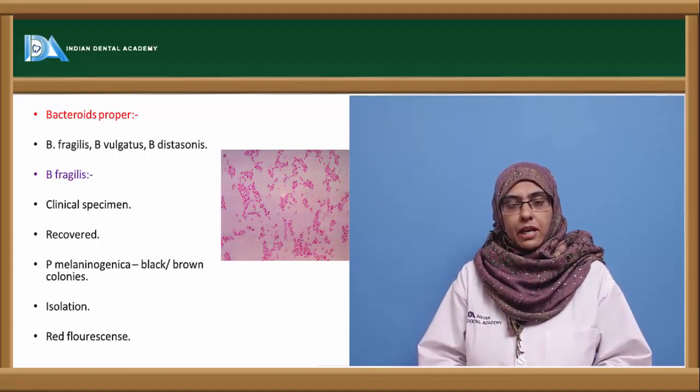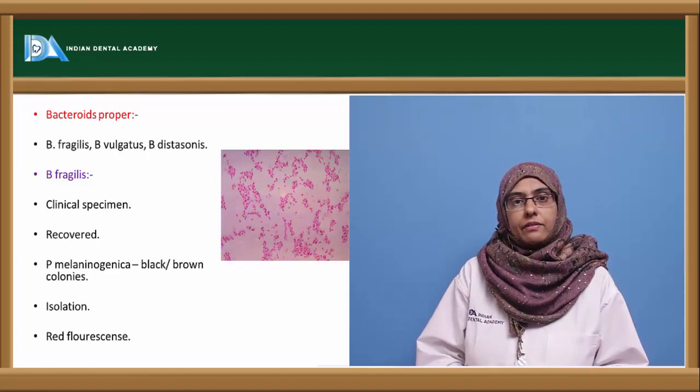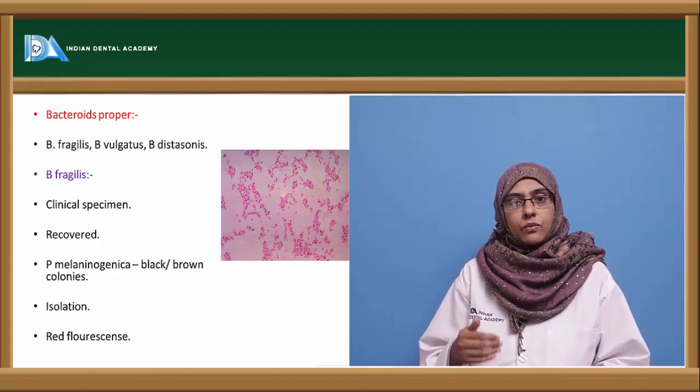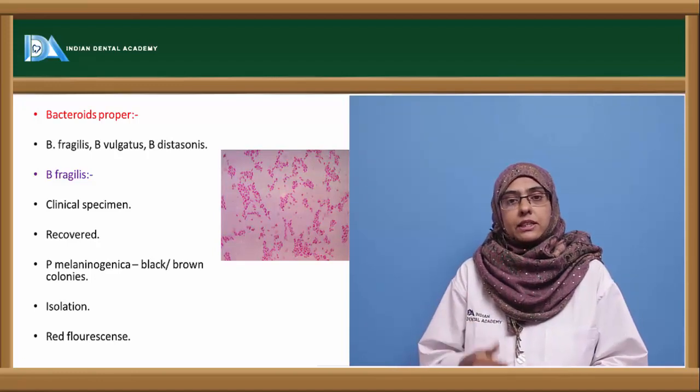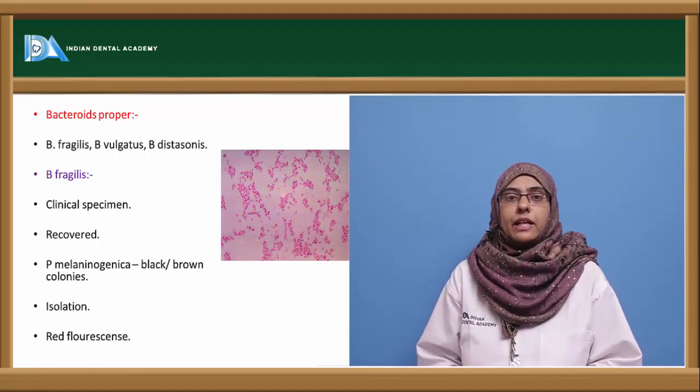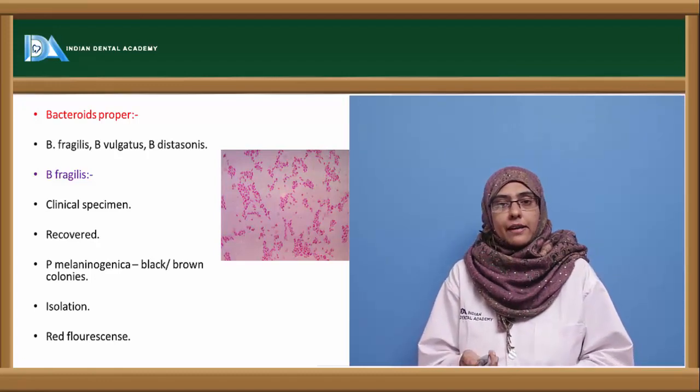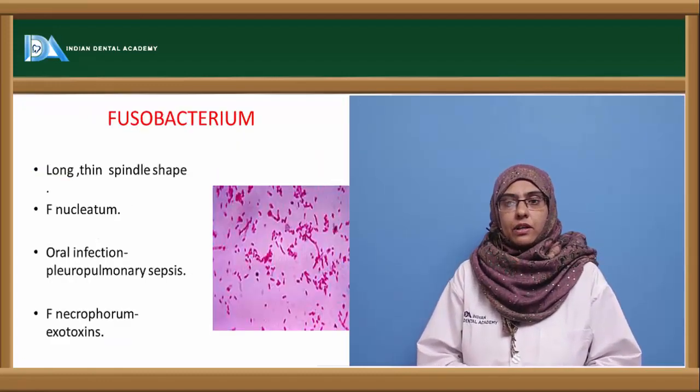P. melaninogenica can be identified with the help of the red fluorescence test, using wounds or the dressings of wounds that contain this organism. When exposed to UV light, they give a red fluorescence. That is a characteristic feature of this organism and helps in easy identification of the organism.